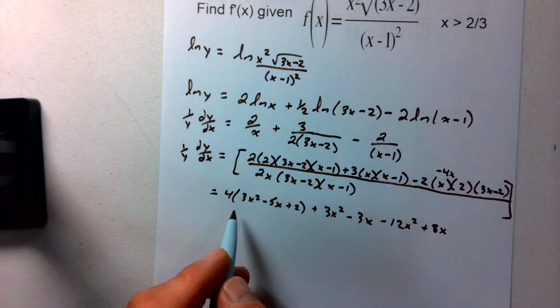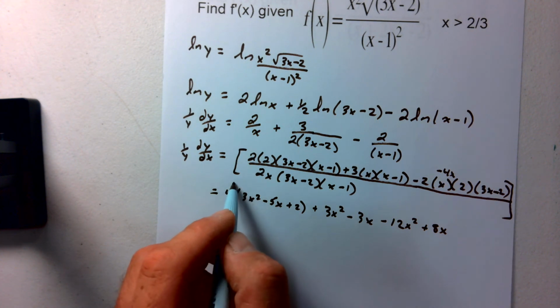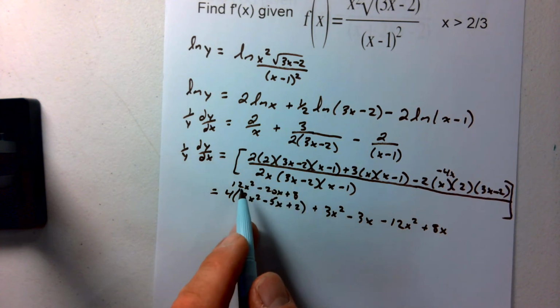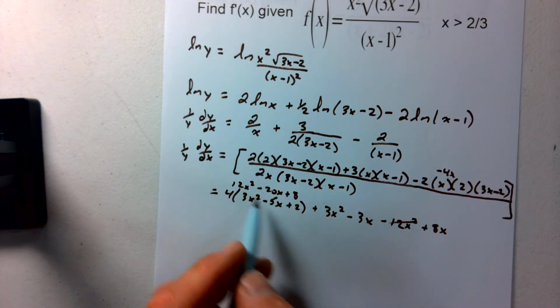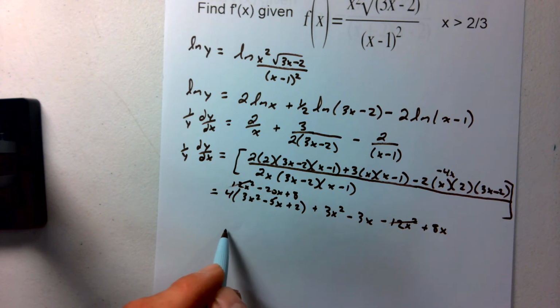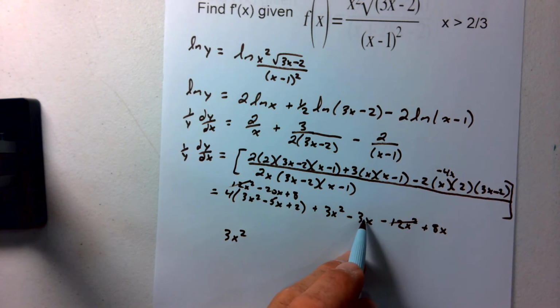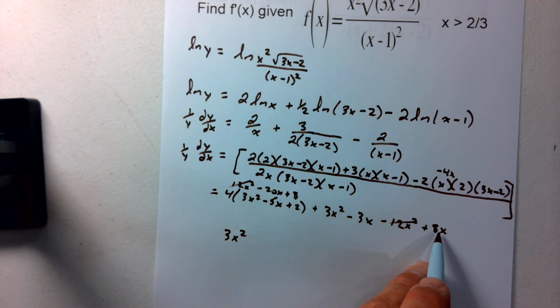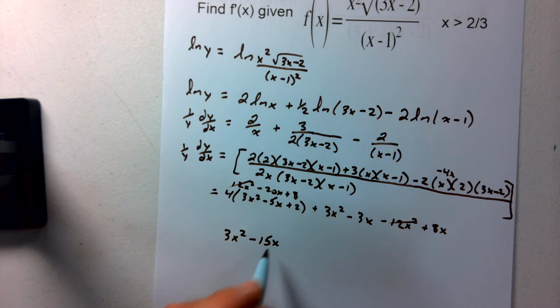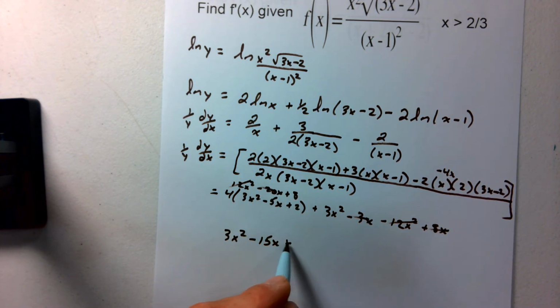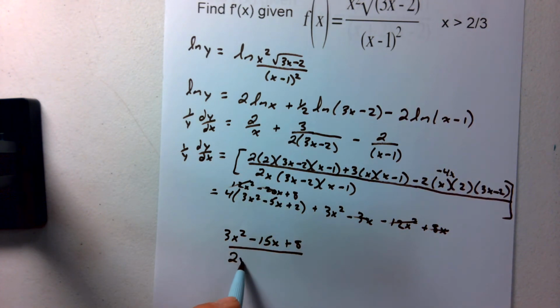I'm going to go ahead and distribute that 4, clean this whole numerator up here real quick. We have 12x squared minus 20x plus 8. So our 12x squareds, those cancel. That's nice, isn't it? We have 3x squared then. We have a negative 20x, negative 23x. And then we're going to end up with a negative 15x. So that's going to be gone there. And it looks like we have a plus 8 left over. And that's going to be over that denominator of 2x and 3x minus 2 and an x minus 1.